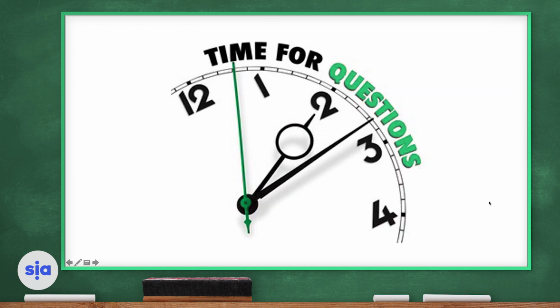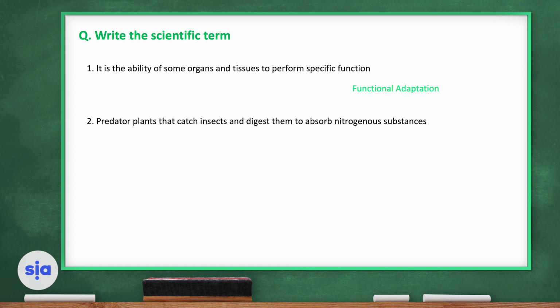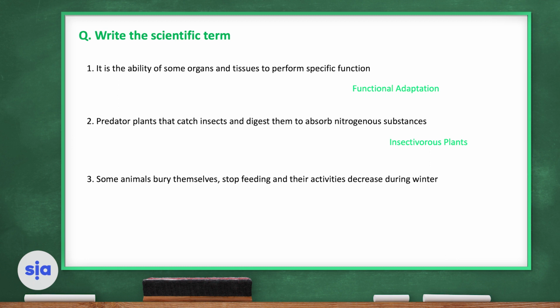Time for questions. Write the scientific term. It is the ability of some organs and tissues to perform specific function. Functional adaptation. Predator plants that catch insects and digest them to absorb nitrogenous substances. Insectivorous plants. Some animals bury themselves, stop feeding, and their activities decrease during winter. Hibernation.